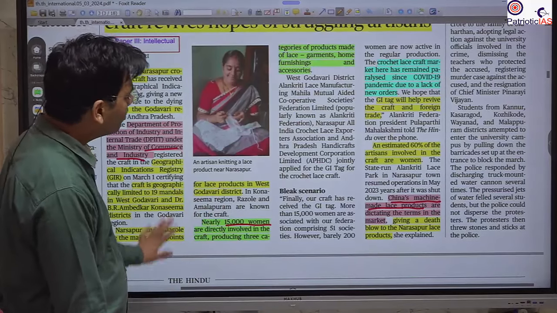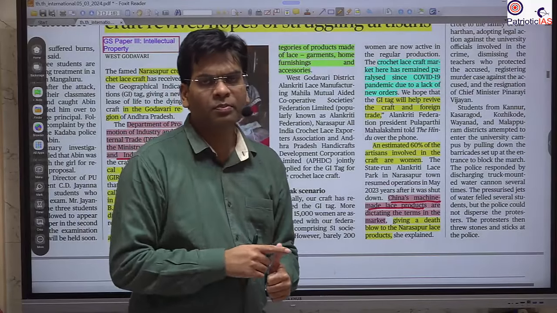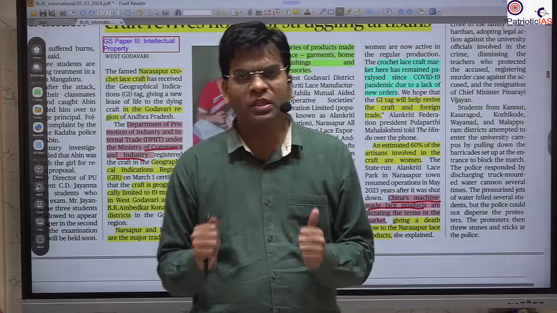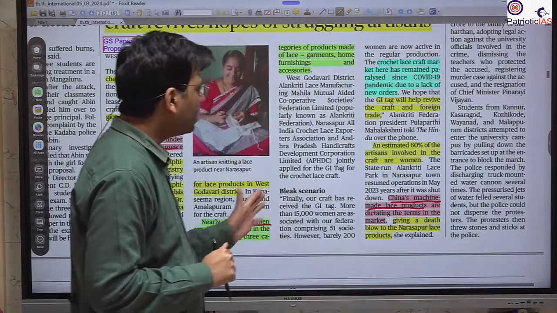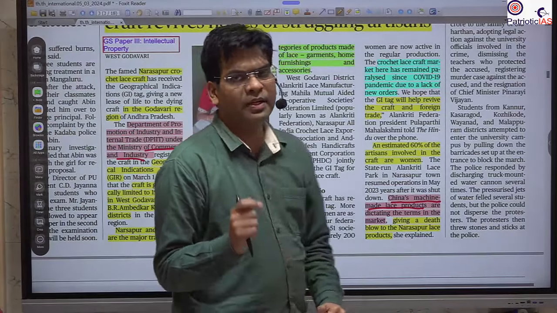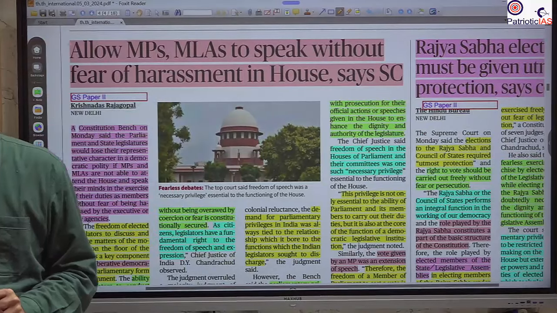Please know that whenever you are writing on women's empowerment, you can mention such a craft, which could boost employment generation for women. The second thing is that this is a labor-intensive industry where more employment could be generated. So please remember all this.